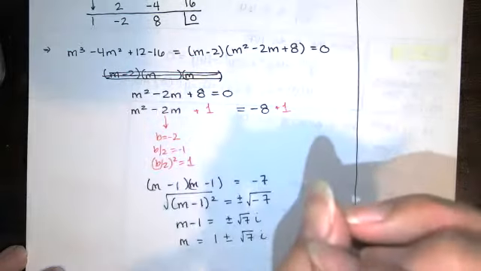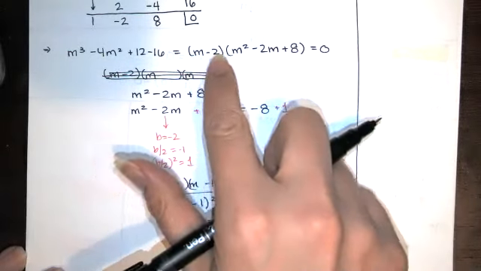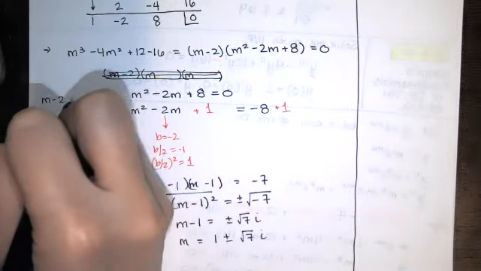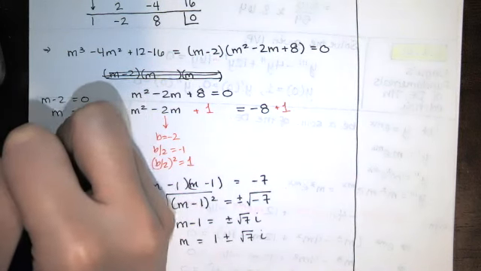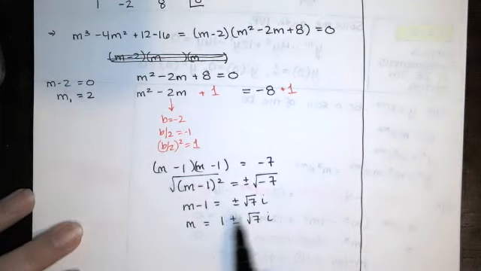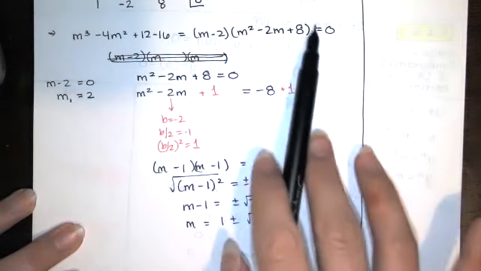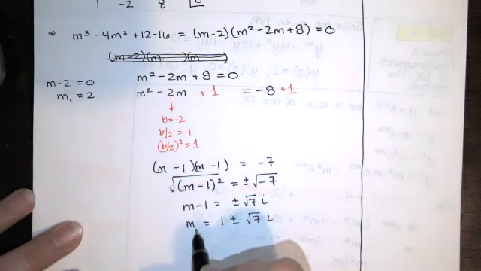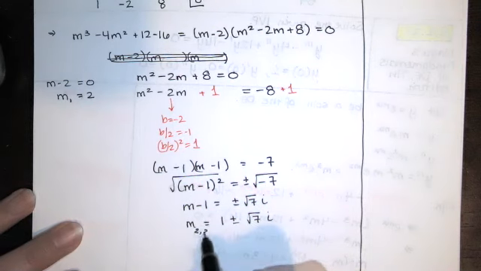So our cubic polynomial has 3 roots. The first root comes from setting m minus 2 equal to 0. If we add 2 to both sides, we get this. So I'll say m1 is equal to 2. And then I've got 2 more roots that come from setting this quadratic polynomial equal to 0. So if that's m1, I'll call these m2 and m3.